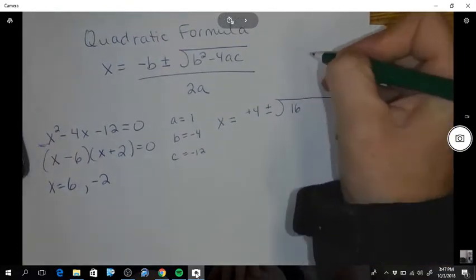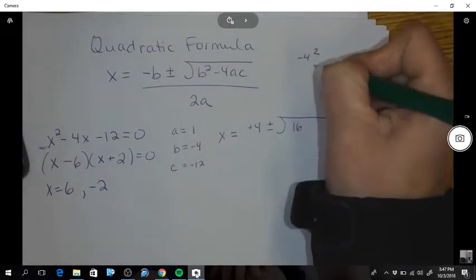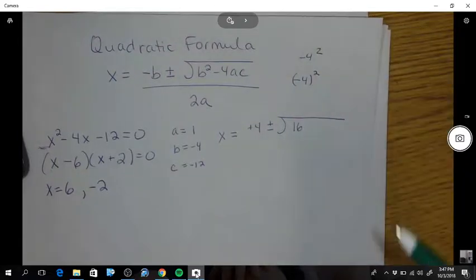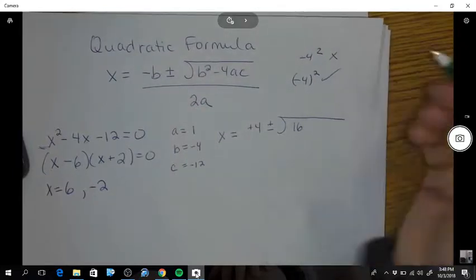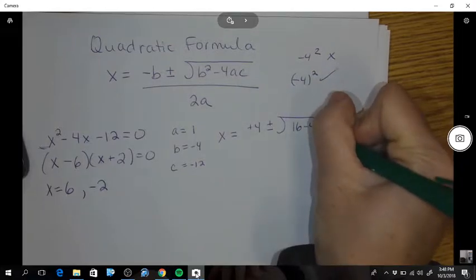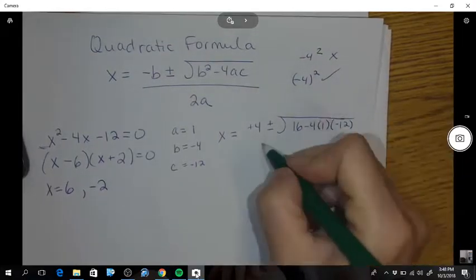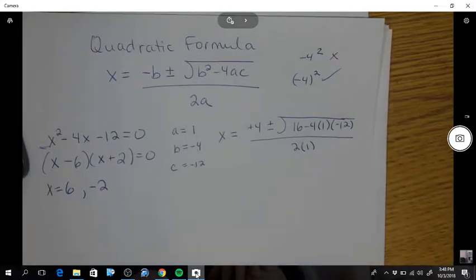And the reason is because some people write negative 4 squared, which is wrong. If you do write it, it better be in brackets, because this is negative 16 and this is positive 16. So don't make that communication error. Minus 4 times a times c, all over 2 times 1.